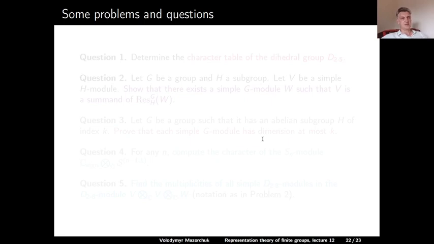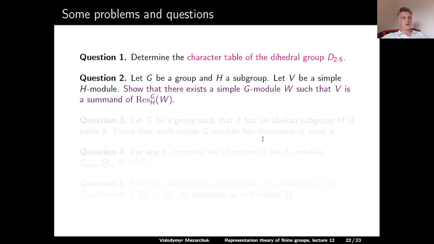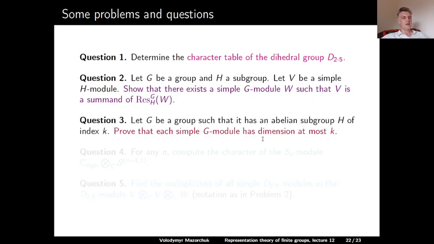Let us finish with some extra problems and questions. Question 1. Determine the character table of the dihedral group D_{2×5}. Question 2. Let G be a group and H a subgroup. Let V be a simple H module. Show that there exists a simple G module W such that V is a summand of the restriction from G to H of W. Question 3. Let G be a group such that it has an abelian subgroup H of index k. Prove that each simple G module has dimension at most k.